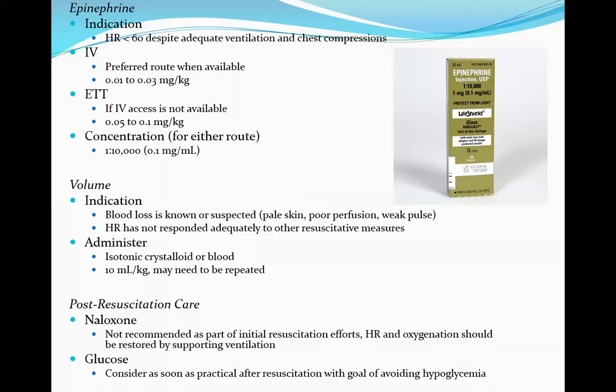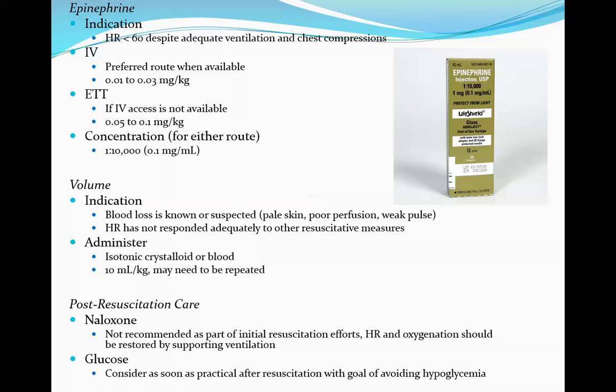Moving down the algorithm, if you're still having a decreased heart rate less than 60 despite adequate ventilation and chest compressions, it recommends epinephrine. IV is, of course, the preferred route when available, at a dose of 0.01 to 0.03 milligrams per kilo. If IV access is not available, you can administer epinephrine via the endotracheal tube at a dose of 0.05 to 0.1 milligrams per kilo. The concentration that you want to use for either route is 1 to 10,000 or 0.1 milligrams per mil.